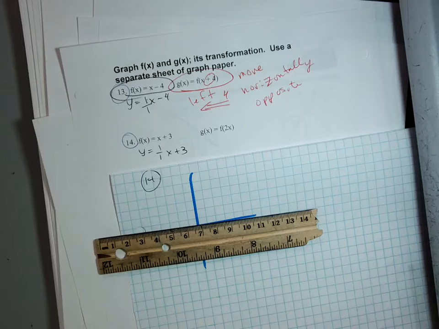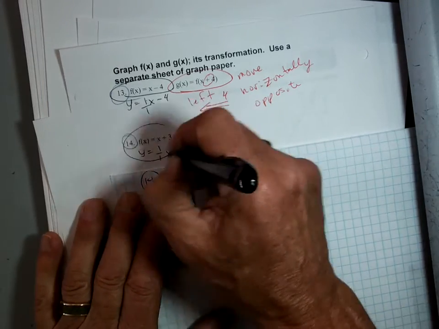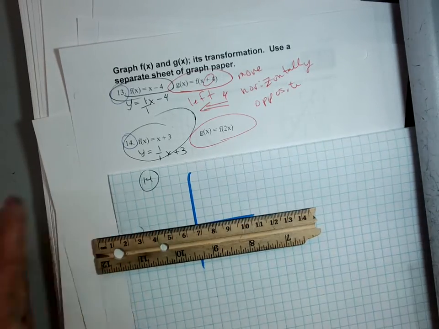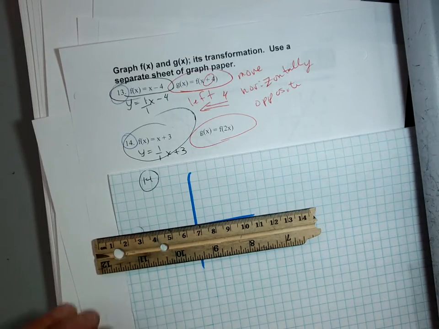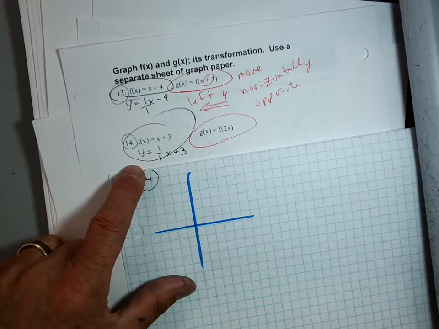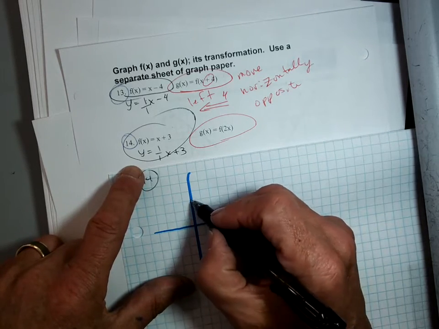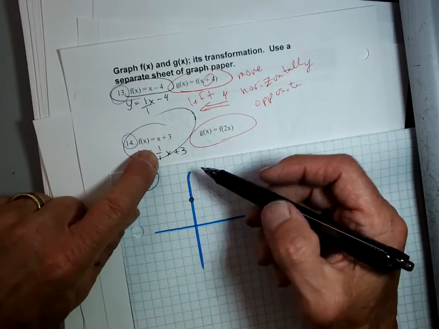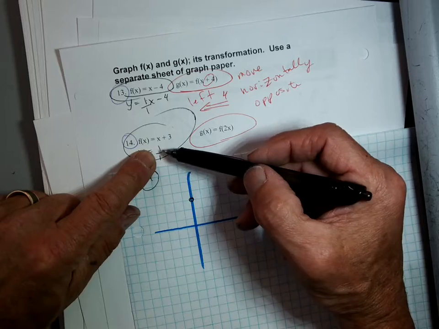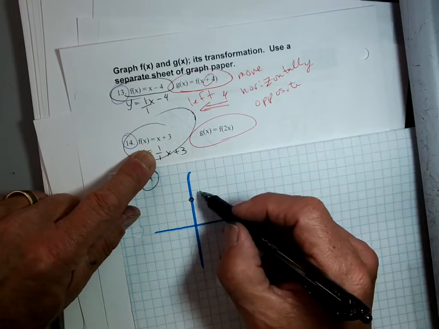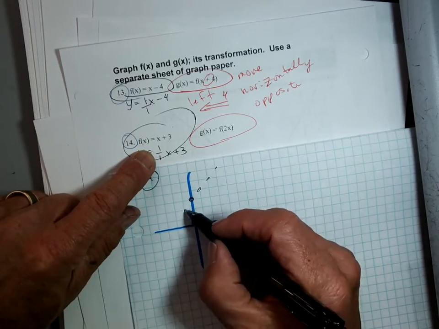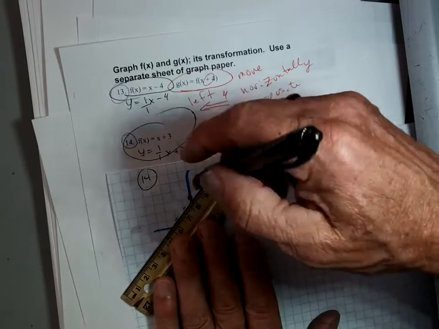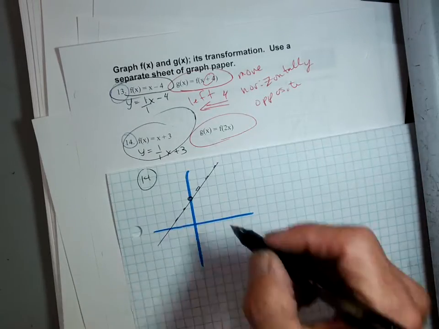And I'm going to put the original graph in black, and I'll put my translation in red. So I'm going to go ahead and start at 3. 1, 2, 3, always on the y-axis. It's the y-intercept. And then I'm going to apply my slope, up 1 over 1, up 1 over 1, and I get my graph of x plus 3. It's this line right here, starting at 3 and then up 1 over 1.